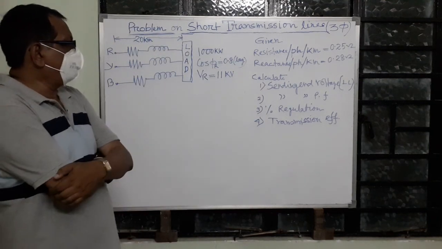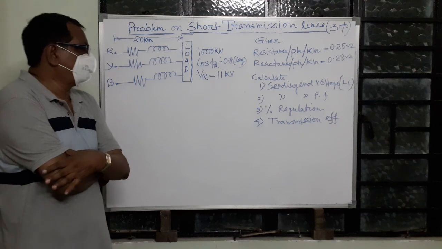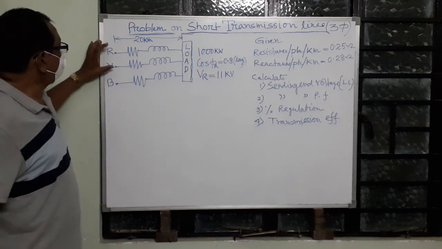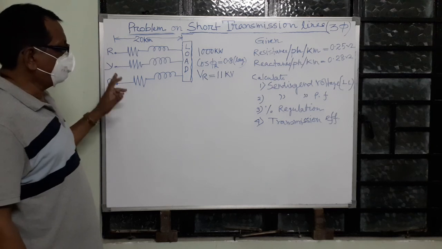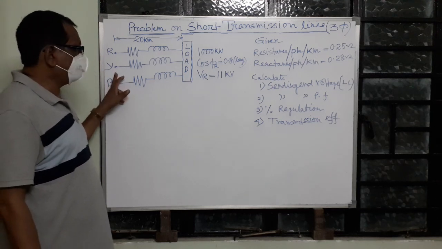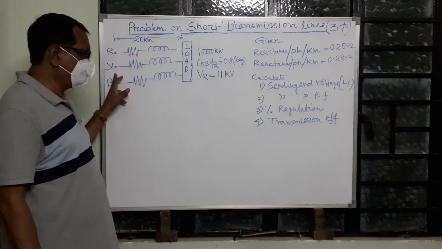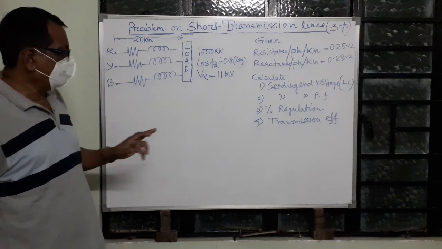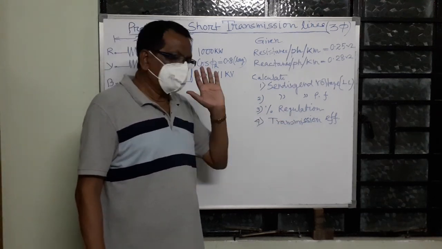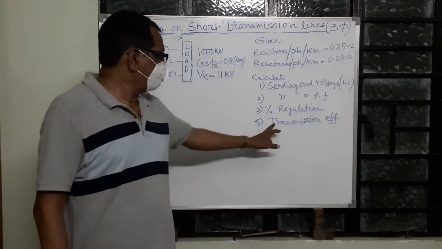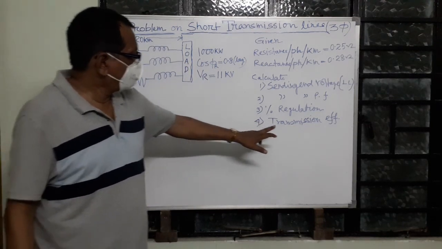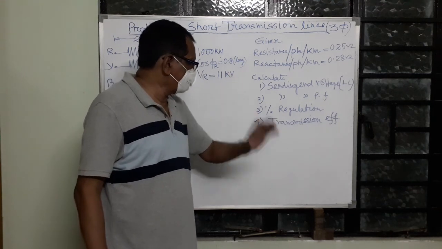We have to calculate: number 1, what is the sending end voltage; number 2, what is the power factor at the sending end; number 3, what is the regulation; and number 4 is transmission efficiency.